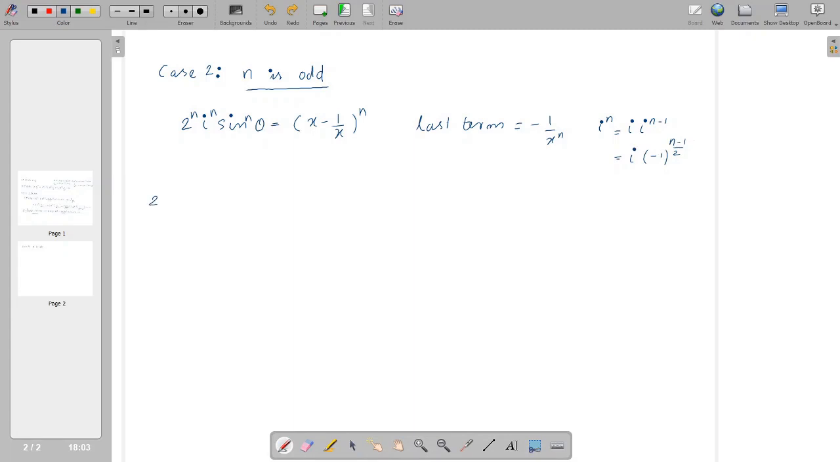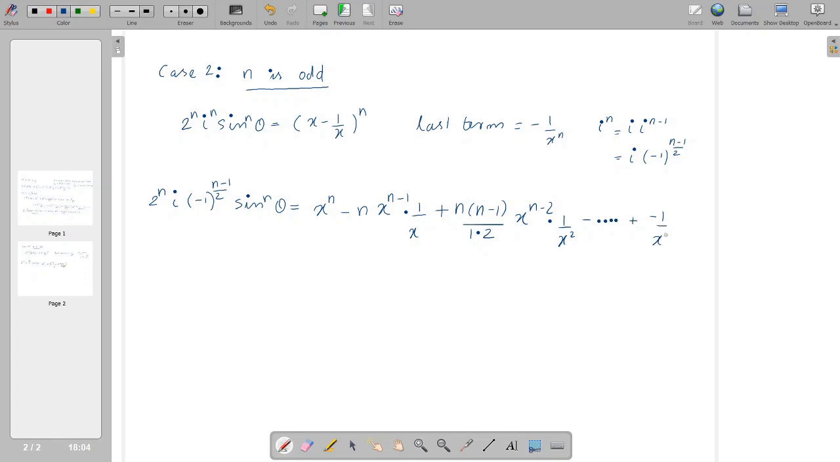So the LHS will be 2 raised to n. This can be written as i times minus 1 raised to n minus 1 by 2, sine raised to n theta, and this will be x raised to n minus n times x raised to n minus 1 times 1 by x raised to 1 plus n into n minus 1 by 1 into 2 times x raised to n minus 2 times 1 by x square minus etc. What is the last term? The last term will be minus 1 by x raised to n.